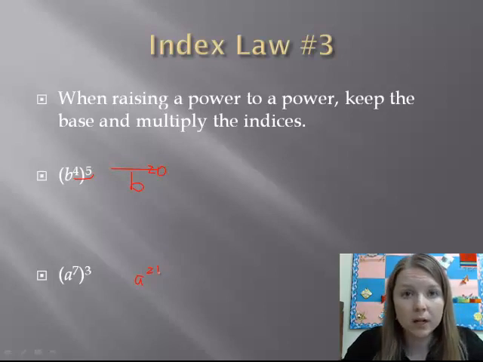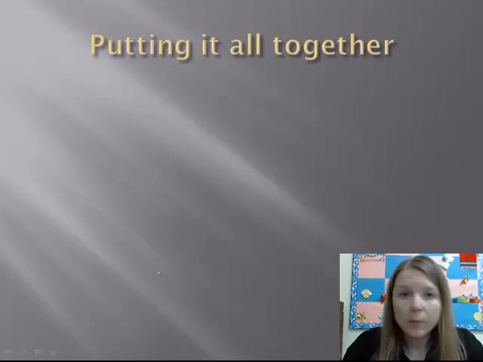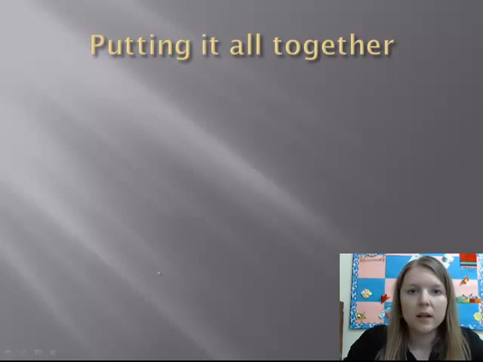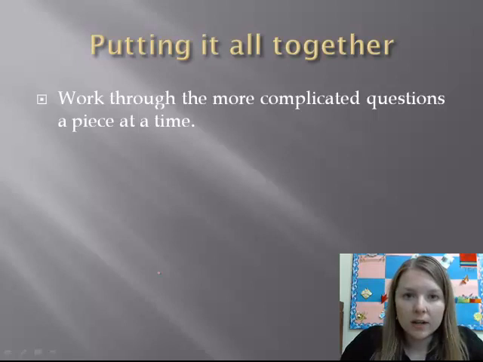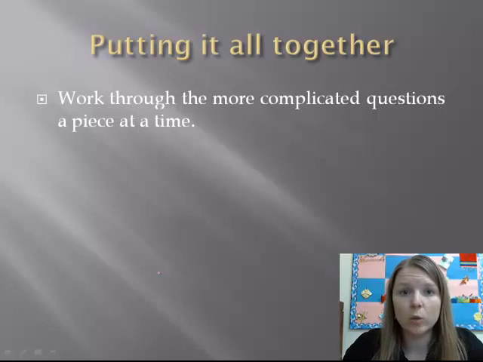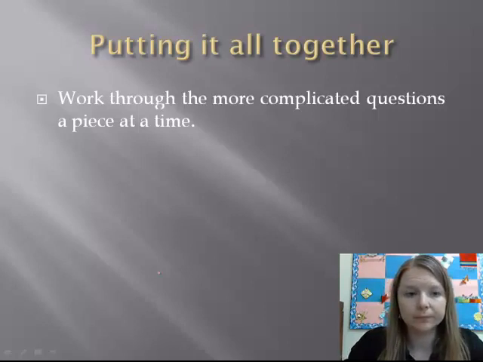So what happens when we bring it all together? When we put all the rules together at once? The key to remember here is just do it a piece at a time. Start with your numbers and then literally go base by base. So letter by letter, working it out one piece at a time.